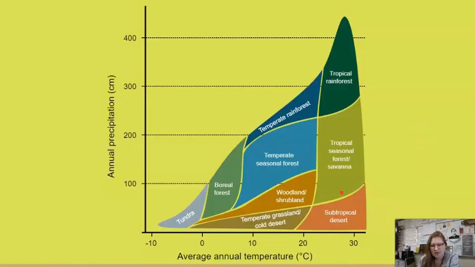So we've seen a graph like this before. This is showing annual precipitation going up on the y-axis and then annual temperature over here on the x-axis. So 0 right here, this is Celsius. 0 degrees Celsius is where we see freezing temperatures, and then up here, 30 degrees Celsius is toasty. All right, so tundra is going to be the coldest and also dry. When we get to hot and dry, we've got a desert. If it's hot and it rains a lot, tropical rainforest, and everything in between.